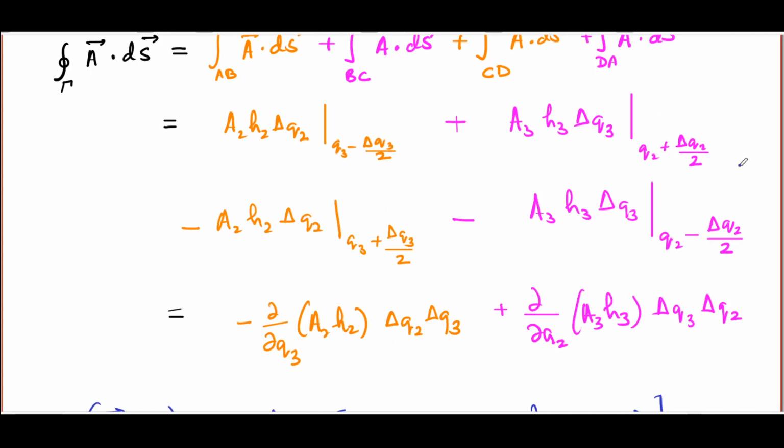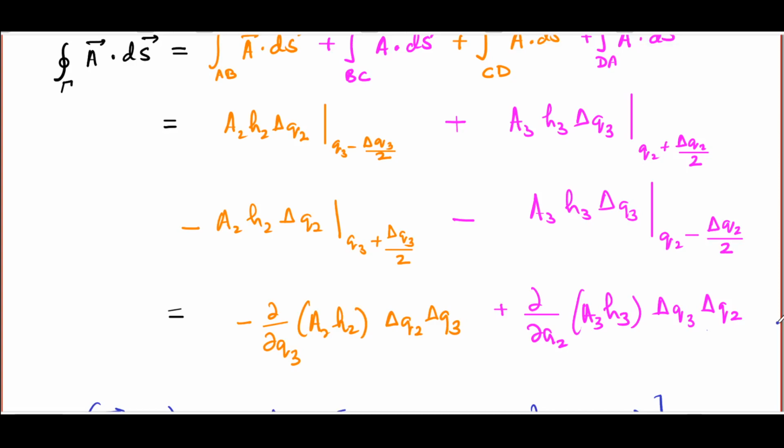Very similarly, this one will not give you 0 because Q2 has changed through delta Q2 between the two terms, and the change is del Q2 of A3H3 times delta Q2. Of course, delta Q3 here comes in for the ride.